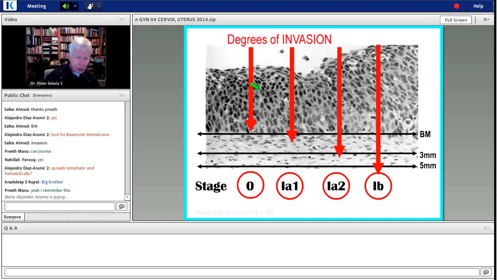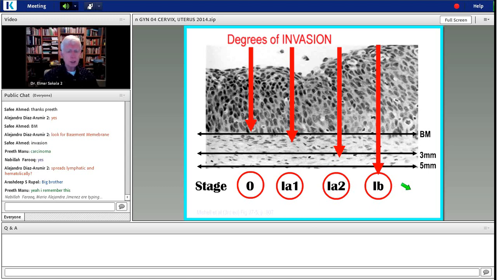All right, just to say what I already said, which is in the book, if it is stage 0, the basement membrane is intact. This is the basement membrane, no invasion at all. If it has gone through the basement membrane, but less than 3 millimeters, that is stage 1A1. That is called minimally invasive. If it's gone more than 3, but less than 5, we call that stage 1A2. And if it's gone more than 5, we call that 1B.